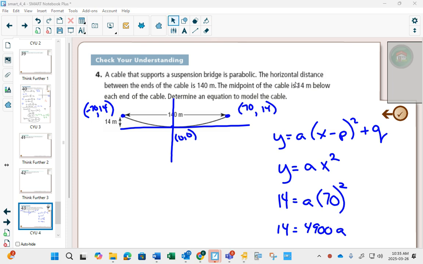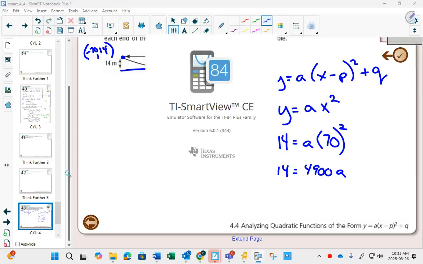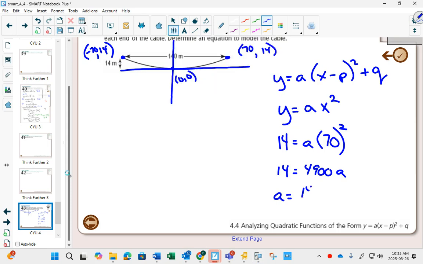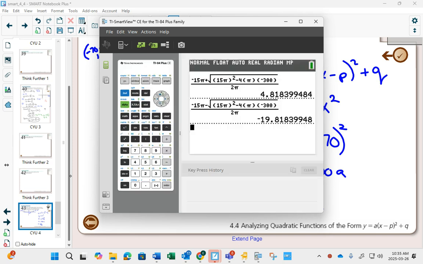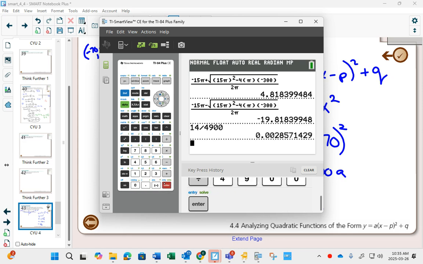Go to our calculator here. To get A by itself, we would divide both sides by 4,900. So A is going to equal 14 divided by 4,900. I'm going to just show you a couple things that are helpful on the graphing calculator. First of all, you could leave it as a decimal. So, 14 divided by 4,900. You could leave it as decimal 0.00285 or 0.286 rounded to 3 decimal places.